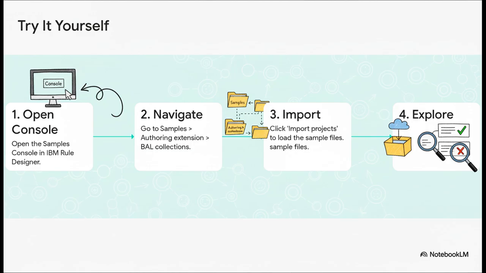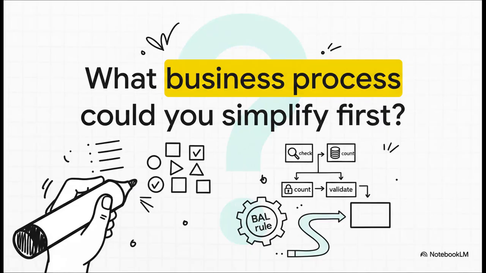So, I'll leave you with a challenge. Now that you've got this toolkit and you know how to avoid the common traps, what's the first complex business process you could tackle? What could you simplify and make crystal clear with a powerful, readable BAL rule?